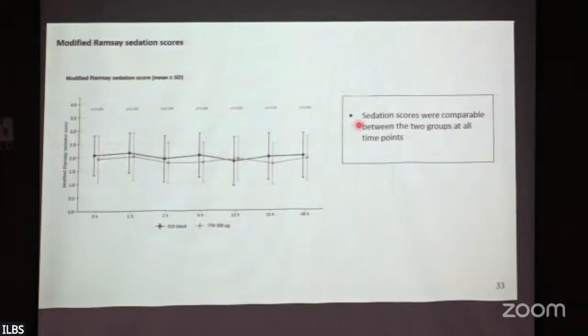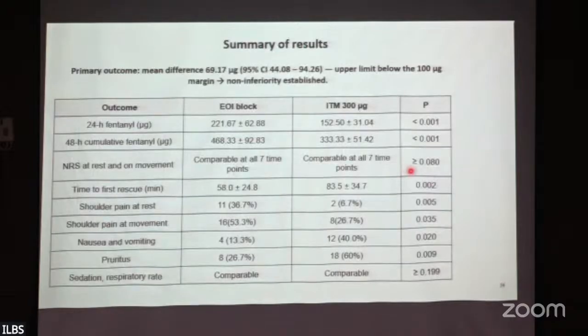For assessing complications like sedation, respiratory rate, and carbon dioxide retention, the modified Ramsay sedation score was assessed, and both the groups were comparable at all points for sedation. So this is the overall summary of the results, and the primary outcome met non-inferiority.